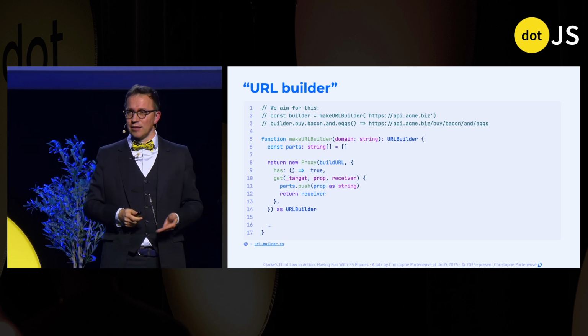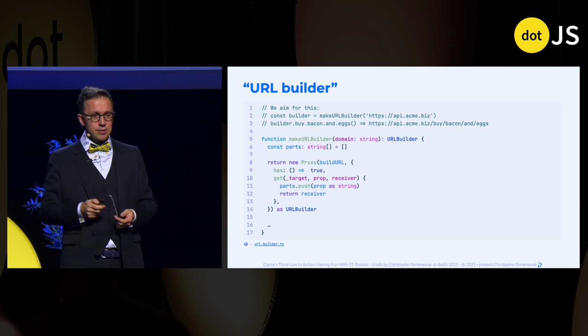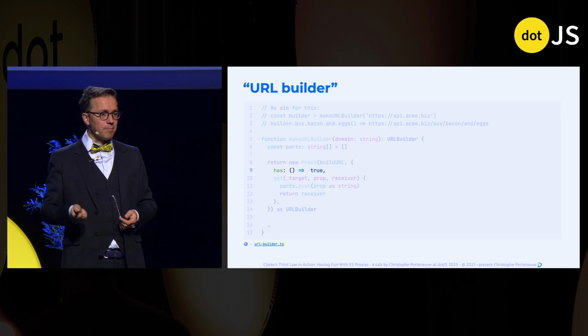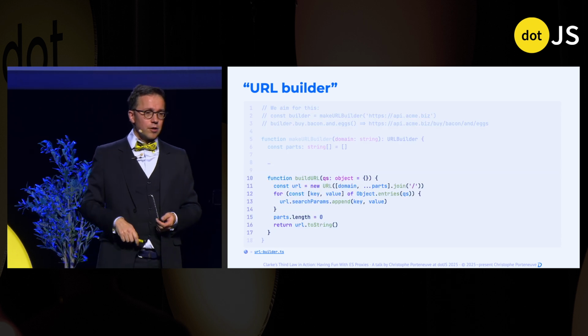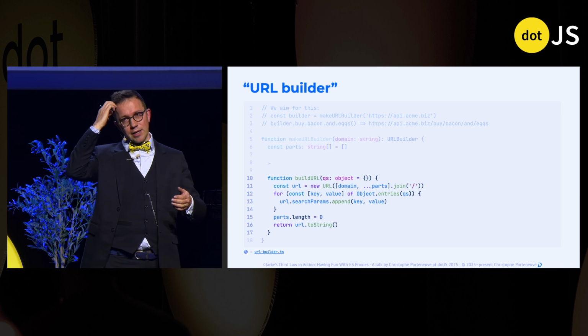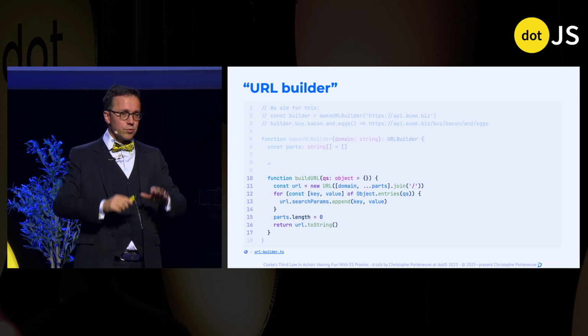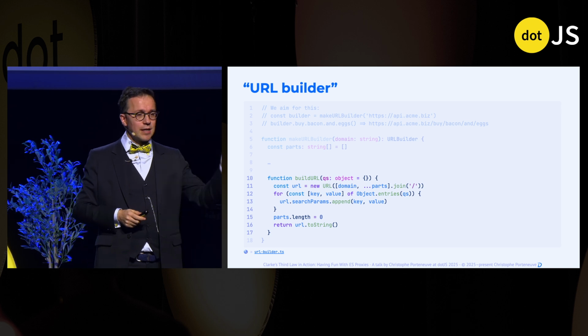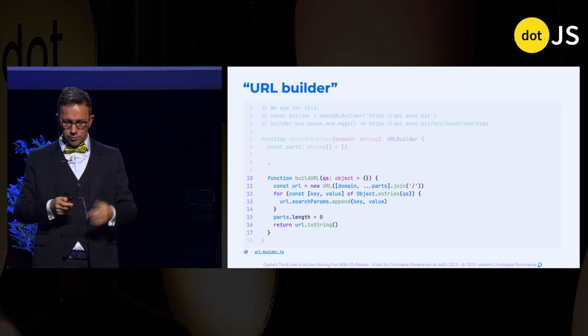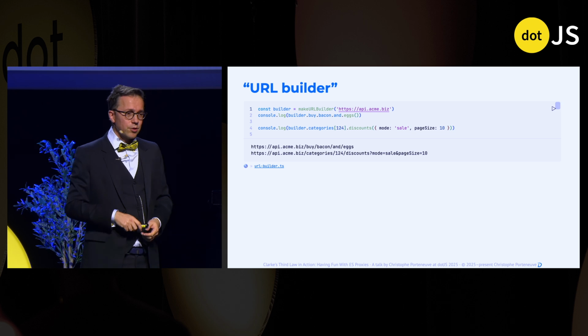We don't technically need that for that proxy, but it's just so it's internally consistent. And then my build URL function just grabs whatever query string elements you might have created, uses the URL search param system to make that into a clean URL, resets, so you can use that same builder again, and returns the string. And that does work.